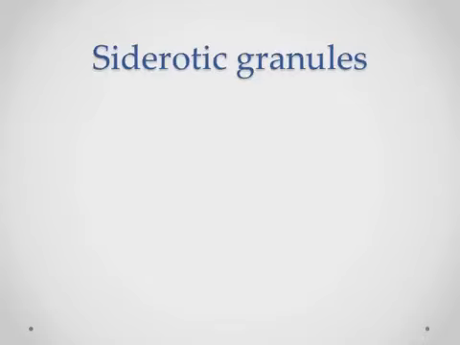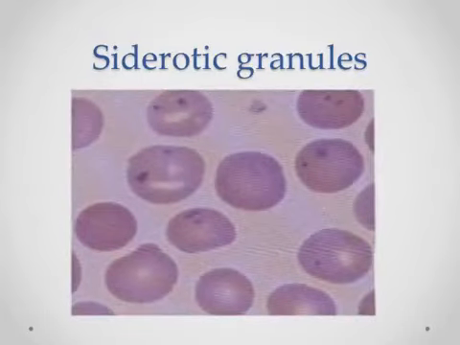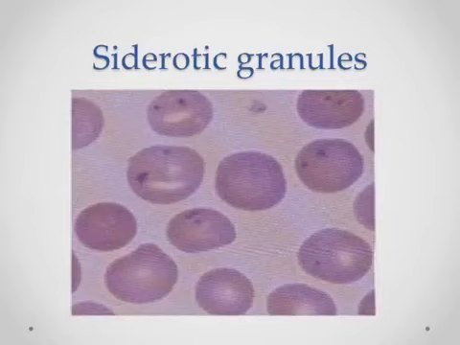Now we have another slide for another inclusion called siderotic granules. What are these siderotic granules? Siderotic granules are granules of hemosiderin. See, this is a blue dot, but here each cell contains many blue dots, not only one single blue dot like what we saw in megaloblastic anemia. Here, for example, in this cell two blue dots, here two, here two, here three blue dots. This is called siderotic granules, like excess hemosiderin.